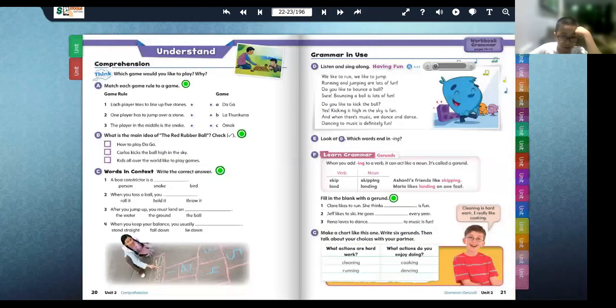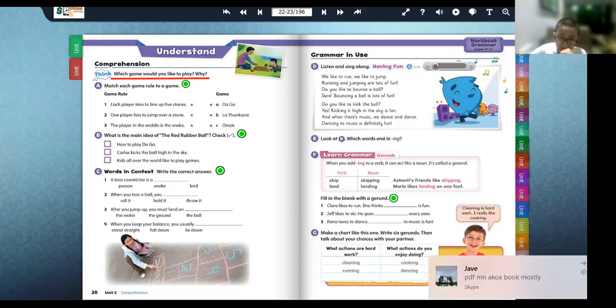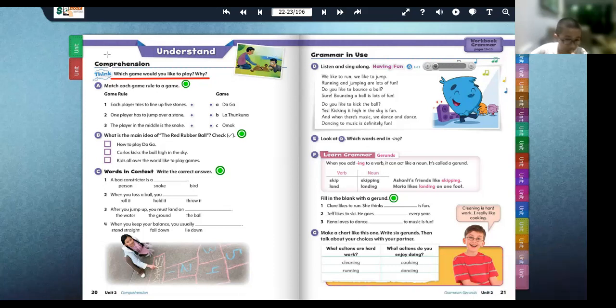Okay, here. So before we answer this one, let us first answer the question. Which game would you like to play and why? From the story, The Red Rubber Ball. Which game would you like to play and why? I like to play football. You like to play football? Why? Because it's fun. Because it's fun? You want to kick the ball and the ball will travel around the world as well? Okay, so thank you so much for that. All right, there you go.